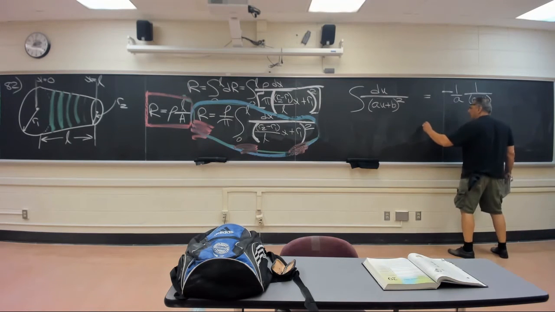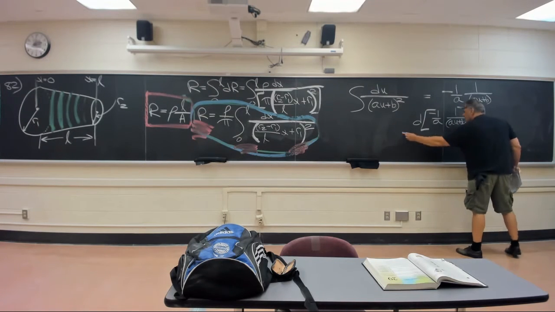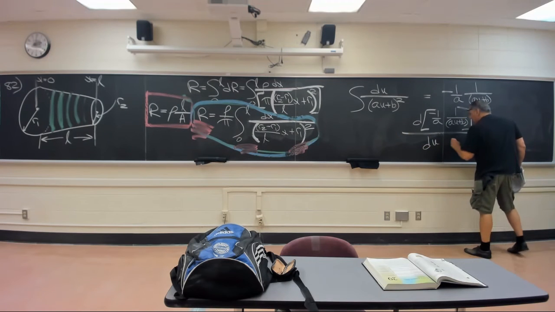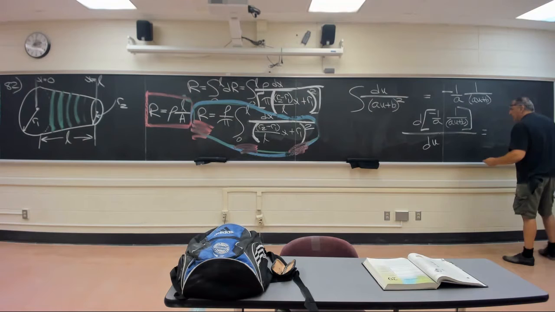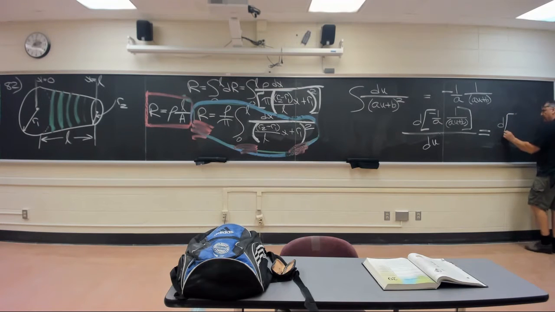If you were to take the derivative of negative 1 over a, how would you do it? It's the same as getting the derivative of 1 over au plus b to the negative 1.